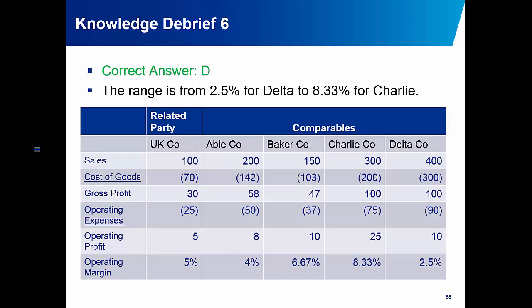If the UK had paid 73 for this product, we raised that price from 70 up to 73, not a particularly big jump. That would lower their operating profit down to 2 and their operating margin to 2%, which would actually make them below the range. So we know the arm's length range is below that 73, and at the other end, had they paid £66 and 50p for the product, then their operating profit would have been higher, right? Because it would have been reducing their amount that they had to pay for their cost of goods sold. And in fact, it would have been so high that it actually would have been above Charlie Company's operating margin.